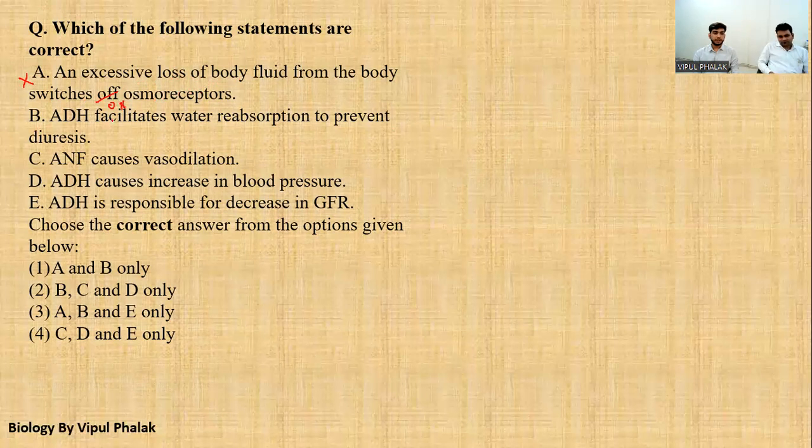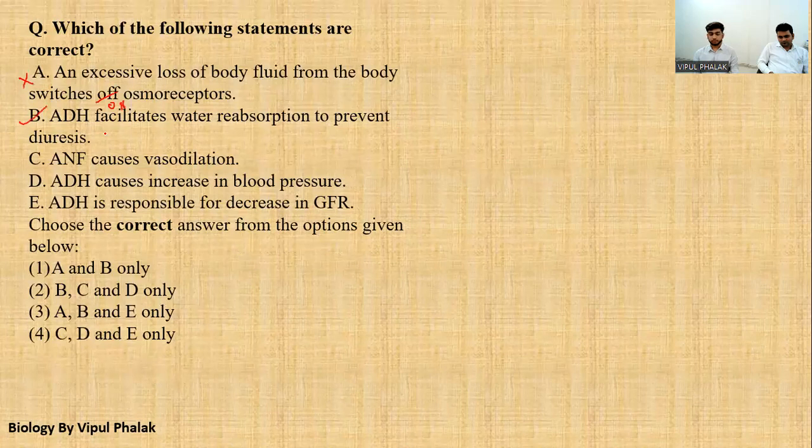Second, ADH facilitates water reabsorption to prevent diuresis. This is a correct statement. ADH, an antidiuretic hormone, is released in cases where blood pressure drops. So it facilitates water reabsorption, and it tries to bring blood pressure back to normal by increasing blood volume. This statement is correct.